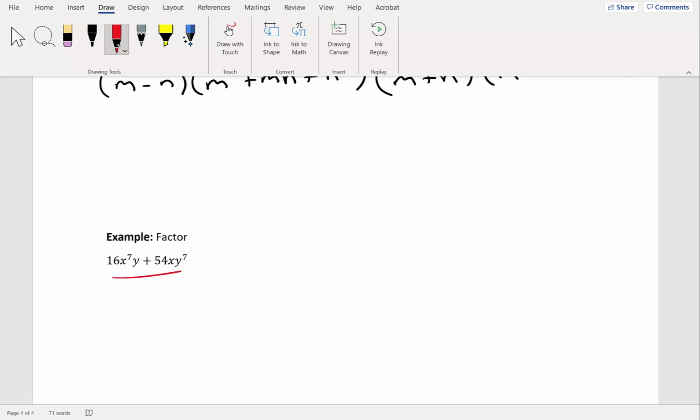Because if you were to originally start off this problem, 16, I can't rewrite that as some number raised to the third power. And 54, I can't do that either. So let's go ahead and see there is a GCF. They both have a 2 in common. They also have an x in common, and they also have a y in common. So I'm going to factor out 2xy. So I'm left with 8x to the 6th plus 27y to the 6th.